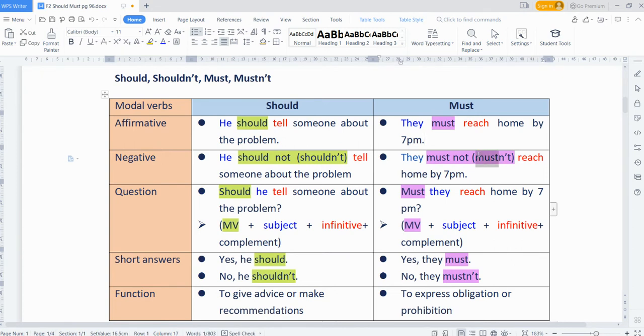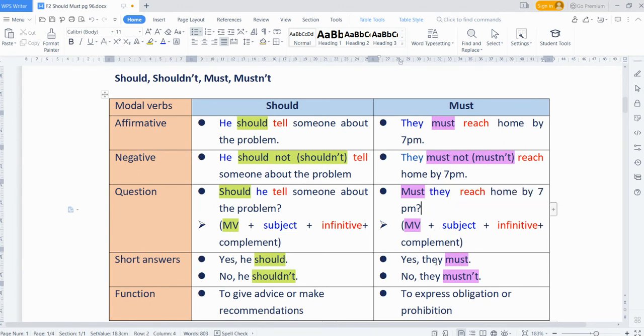So how to spell mustn't? M-U-S-T, this is the original word. And then for the word not, you put N apostrophe T. Don't forget the apostrophe. So this spelling is quite complicated, so you need to be extra careful when writing. For the question, similar to should, you have to change the word order. You must start your question with a modal verb followed by the subject of the sentence, and then infinitive, and then the last one is the complement of the sentence, pelengkap ayat tu. For example, must they reach home by 7 p.m.? Don't forget to put a question mark at the back.